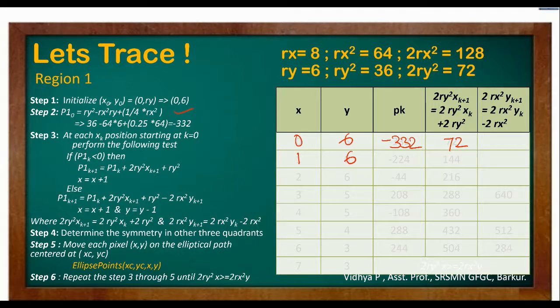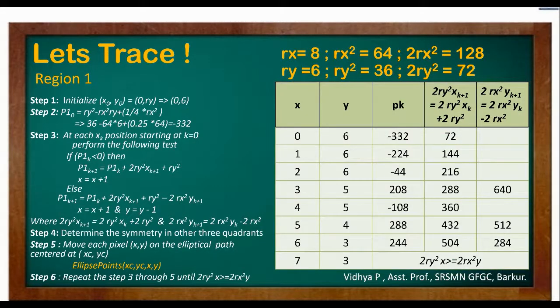And we will recalculate our pk, that is pk plus 1 is equal to p1k plus 2 ry square xk plus 1 plus ry square. So it is 72 plus 72 minus 224. Like this we'll get, and here also it is negative. We calculate only 2 ry square xk plus 1, 144. We keep the value as it is. For y, we'll be getting the values like this. When you work on this, you'll be getting values like this, and we stop with 7, 3.